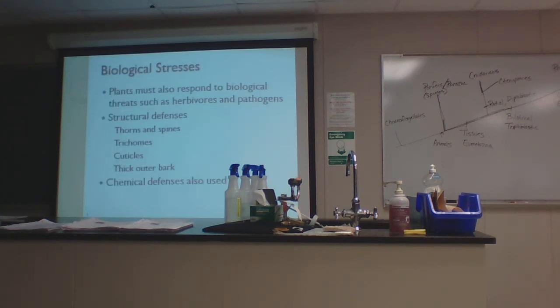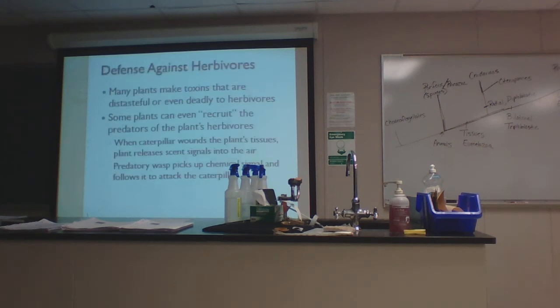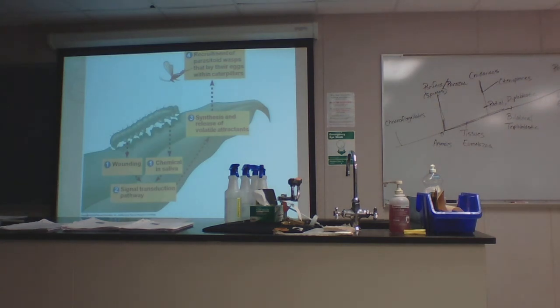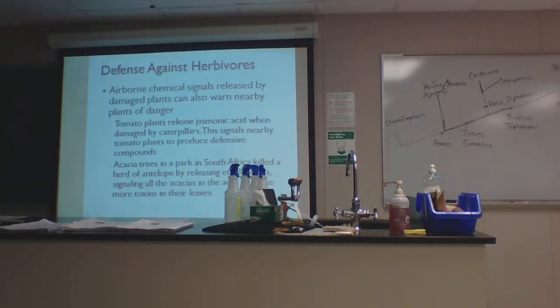Okay, and then when they get attacked by herbivores, they can defend themselves with structures like thorns or bark or trichomes or something, but also a lot of plants use chemical defenses like poisons. Alright. And then we talk about these other kind of defenses like recruiting their predators, warning other plants in the area, and all that kind of cool stuff.